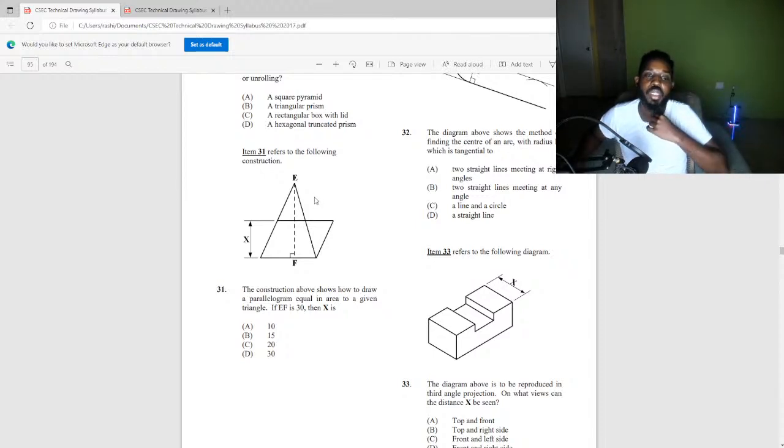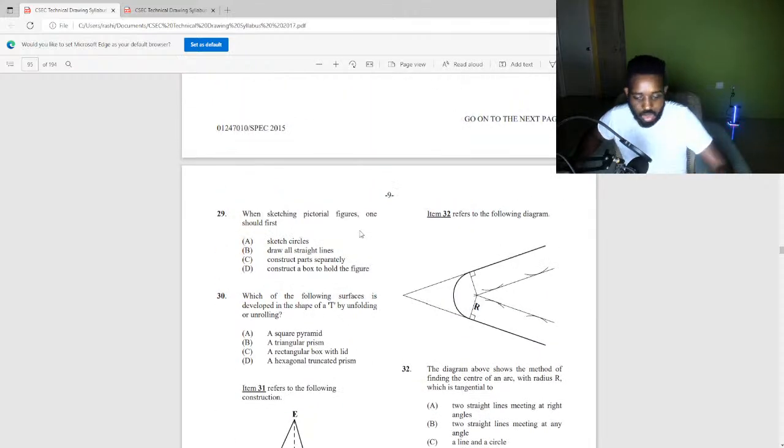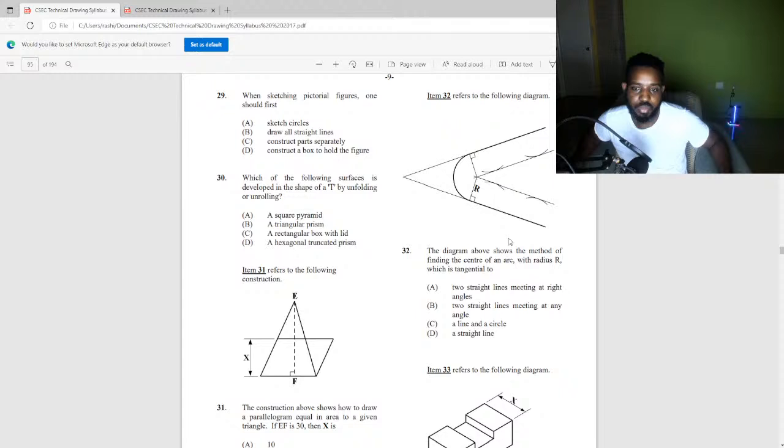All right, number 32 says this. Item 32 refers to the following diagram. The diagram above shows the method of finding the center of an arc with radius r, which is tangential to two straight lines meeting at right angles. This is not a right angle. Two straight lines meeting at any angle.